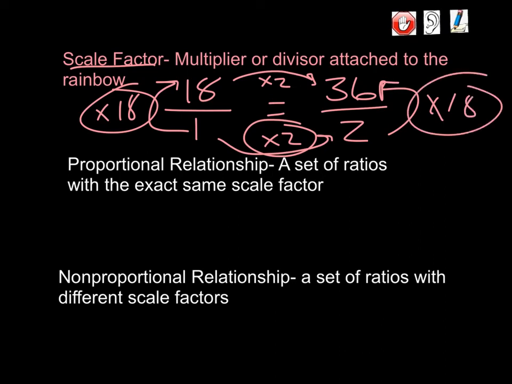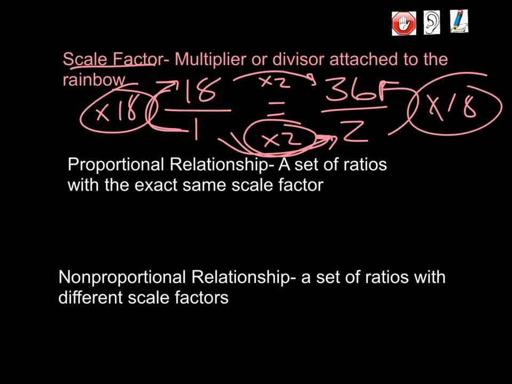So when we talk about scale factors, I'm just talking about the number connected to the rainbow. You can see the 18 connected to the inner rainbow and the 2 connected to the outer. So if I'm asking for those, what's the scale factor on the inner rainbow or the scale factor on the outer rainbow? It's just what's the multiplier or the divisor in between both of those ratios.